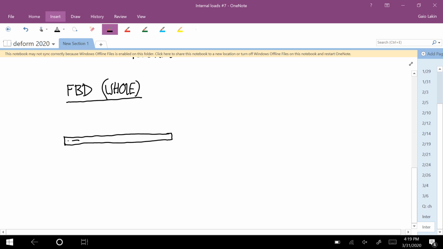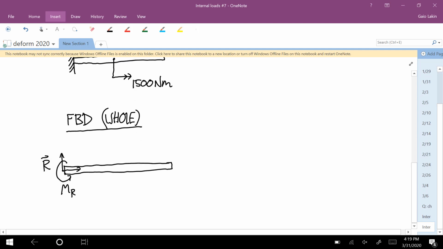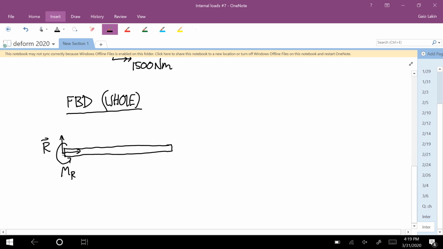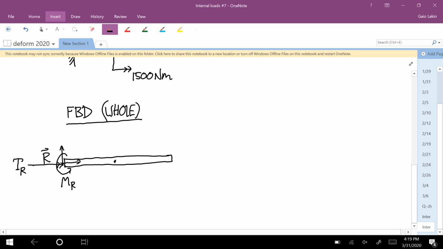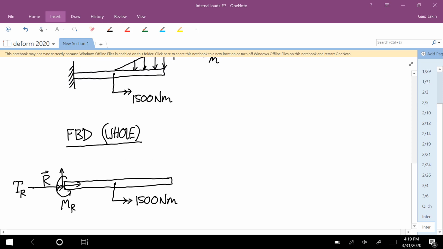So you have an unknown force vector at the wall, an unknown reaction couple at the wall. We're applying a torque, so there's also going to be some reaction torque at the wall. I'll call that fancy TR. We're ignoring the weight. Then we have the torque here. And then we have the distributed load.